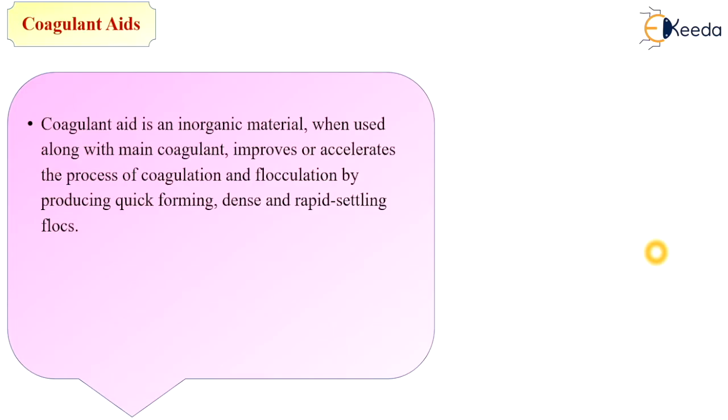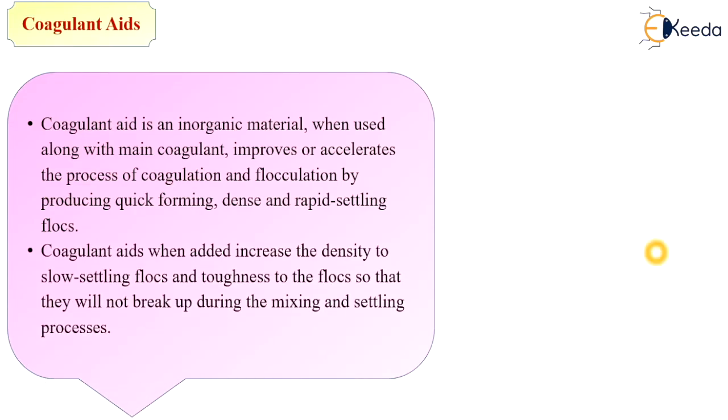A coagulant aid is an inorganic material which, when used along with the main coagulant, improves or accelerates the process of coagulation and flocculation by producing quick forming of flock, dense and rapid settling of flock. Coagulant aids, when added, increase the density of slow settling flock and give toughness to the flock so that it will not break up during the mixing and settling process.